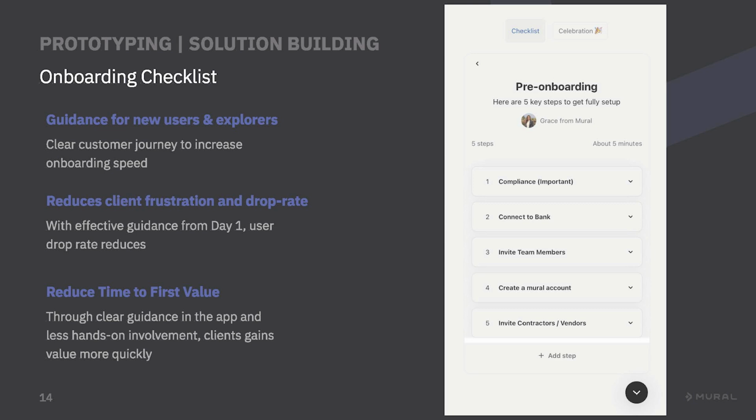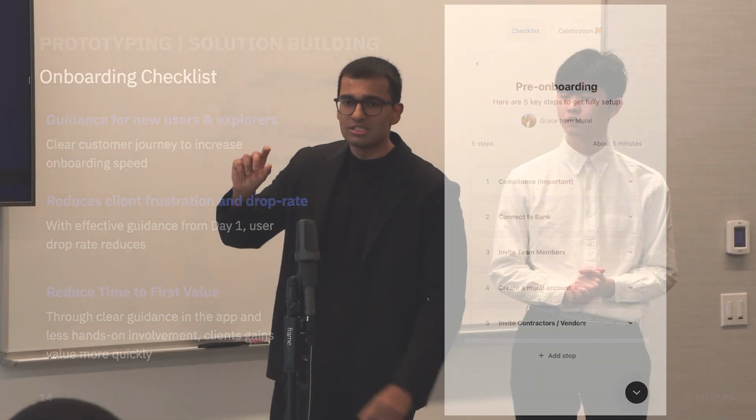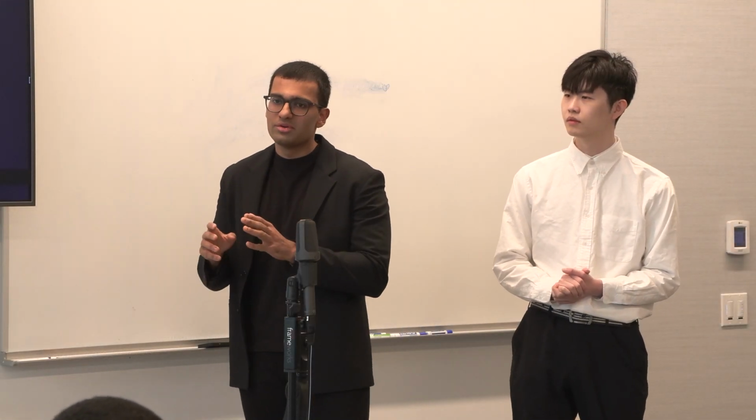With the checklist, what it helps to do is reduce any kind of client frustration on how one can actually get fully set up and reduce any drop rates that we might be facing as a result of unclear onboarding processes. On top of that, the best part that I like to talk a lot about is reducing the time to the first value point, right? When you provide a lot of handheld guidance, whether it's in-app or not, you are able to provide clear guidance within the app itself, and that means less hands-on involvement. The clients get way more value very quickly, and the time it takes for them to get that first value point, whether it's the first payment or whatnot, is much shorter as a result.